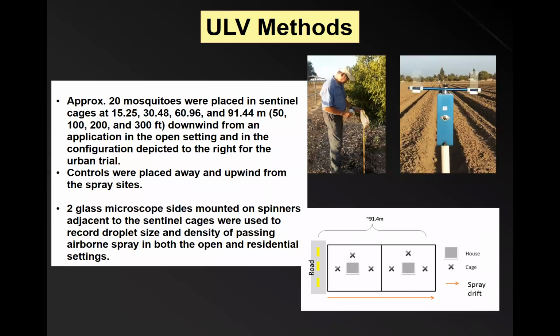Is this something you kind of invented, or is this a standard technique that people use everywhere? This is a standard way of doing ULV trials, which is not perfect. The design of the sentinel cage, people use different designs, but generally people do follow this protocol of 50 feet, 100 feet, 200 feet, and they don't expect chemicals when sprayed from a truck to travel much further than 300 feet. So that's why you put the last sentinel cage at about 300 feet, which is 91 meters.